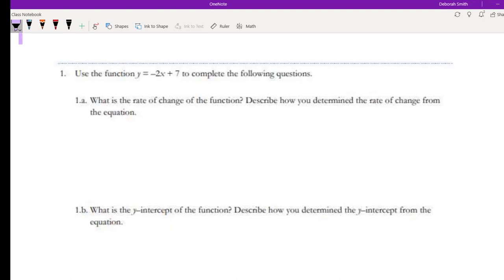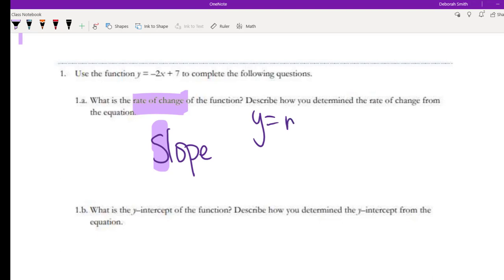So first of all, you'll need to know that rate of change is really talking about slope. And the slope in this equation, if we're talking about y equals mx plus b, is going to be where the m is, so that's going to be negative 2. So our slope is that. It is the number to the left of the x that is multiplying the x. And those are the words you would write to describe how you found it.